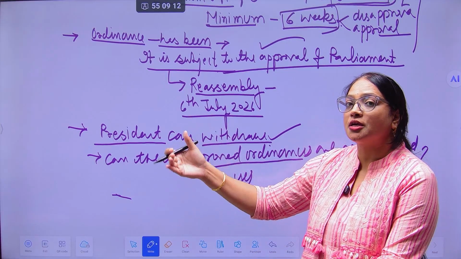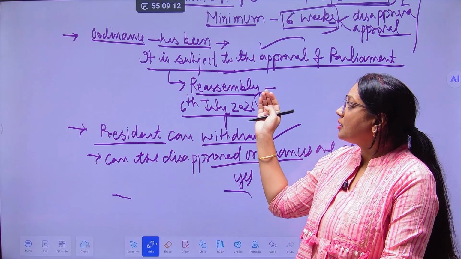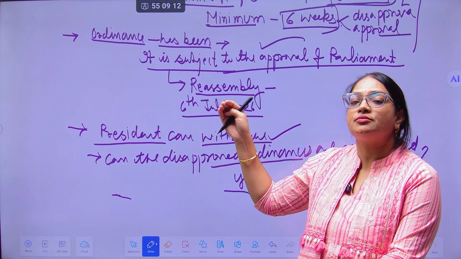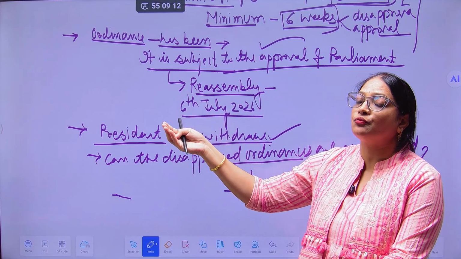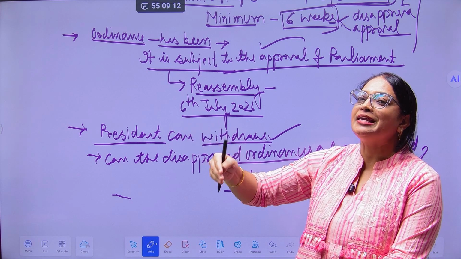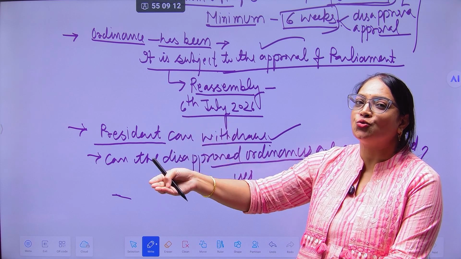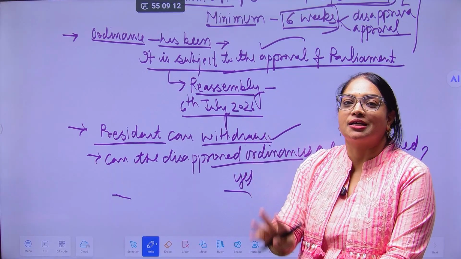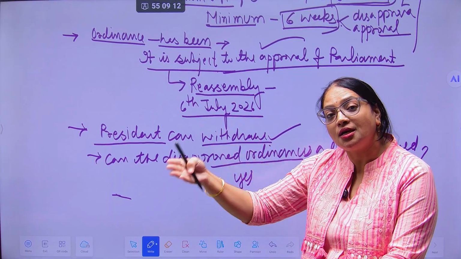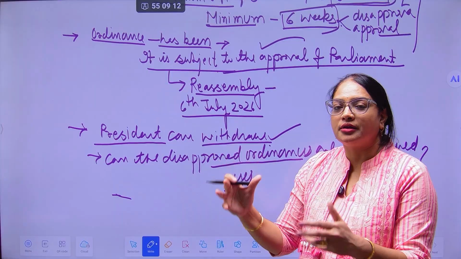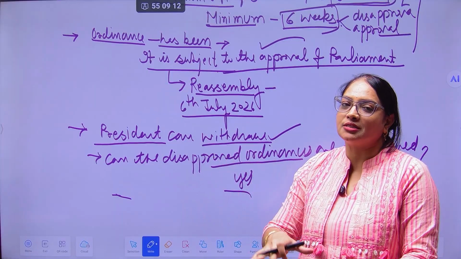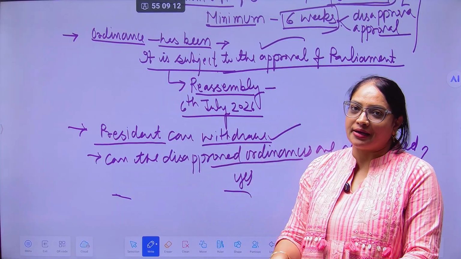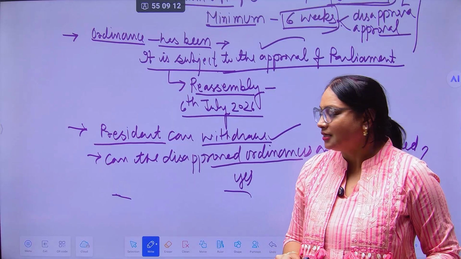So the first statement they are writing is that if Parliament disapproved those ordinances, they cannot be re-promulgated or reissued in any situation. This statement will be wrong, okay? Those could be reissued, re-promulgated even after the disapproval of Parliament. Got it? Okay.